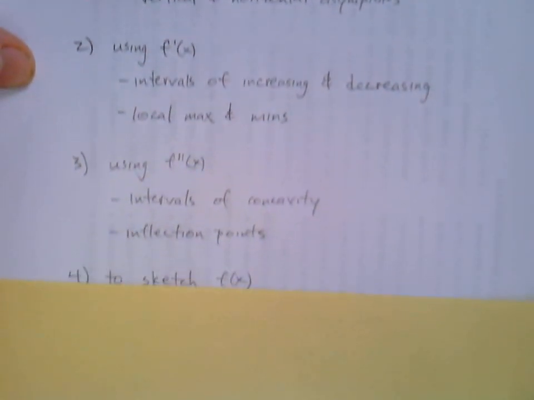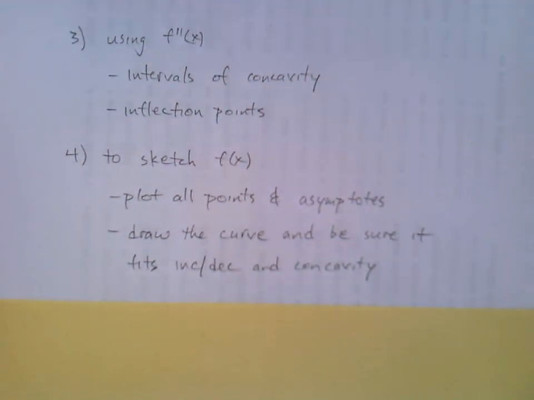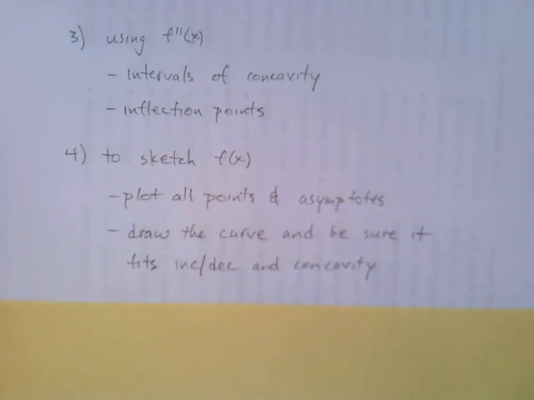What I've got off screen here is just the strategy to sketch. So once we have all this information, how do we go and sketch f of x? Well, draw yourself an xy plane. You won't need any graph paper, anything like that. I'm just going to use my plain paper to do that. Draw yourself a nice xy plane and plot all of the points that we found and the asymptotes.